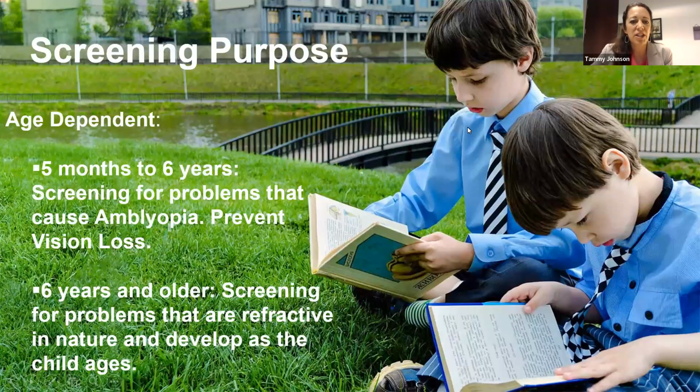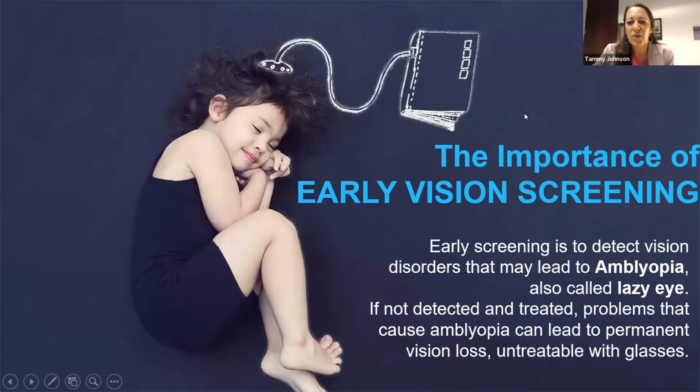So the screening purpose actually changes by age. If you're looking at this under 6 years of age population, you're screening for problems that cause amblyopia, which is actual vision loss in one eye due to disuse. And I'm going to get a lot more into that because this is the age population that you guys are looking at. Beyond age 6, you're screening for refractive errors, most likely. Most kids at that age are having issues with myopia and then other refractive errors that I'm going to explain in more detail. So the importance of early vision screening at this young age is to detect disorders, like I said, that can lead to amblyopia.